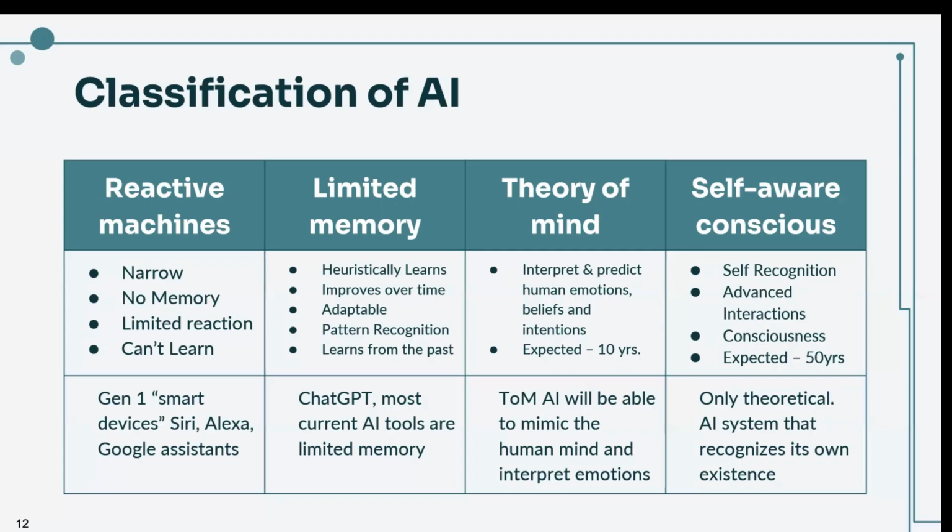Theory of mind is what's next. And this is when the machine is going to be able to interpret and predict human emotions, beliefs, and intentions. It's going to be able to predict your emotions based off of the hormones that your body releases. It can sense those. So when your anxiety levels are up, it's going to be able to check your pulse rate, your dilation of your eyes, and your body temperature, and be able to guess and predict, oh, my human is now in an agitated state. Let me engage in calming responses. So that's going to be the theory of mind. That AI will be able to mimic the human mind and interpret emotions. That's going to be very exciting.